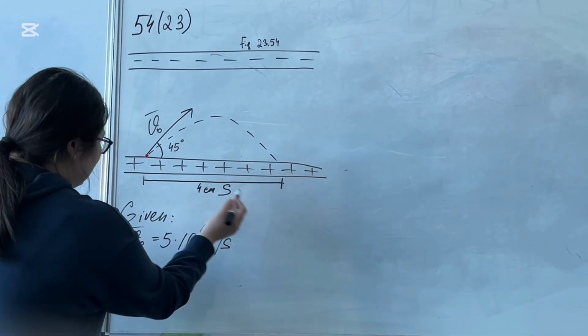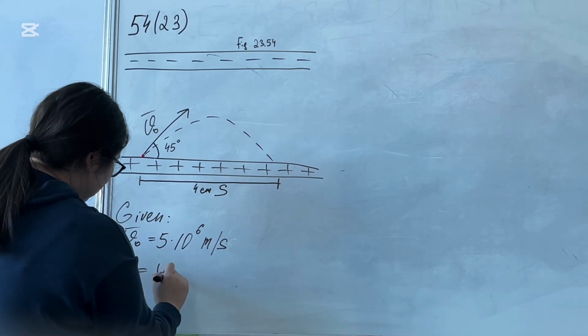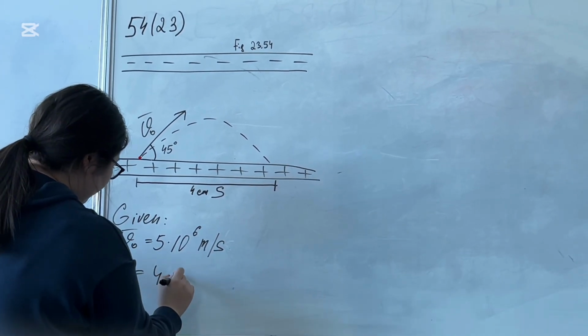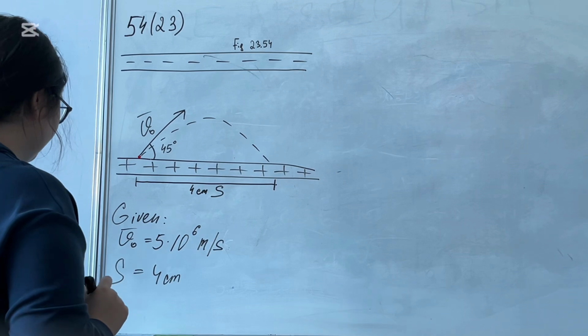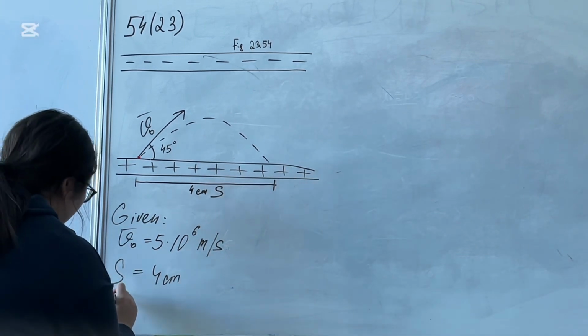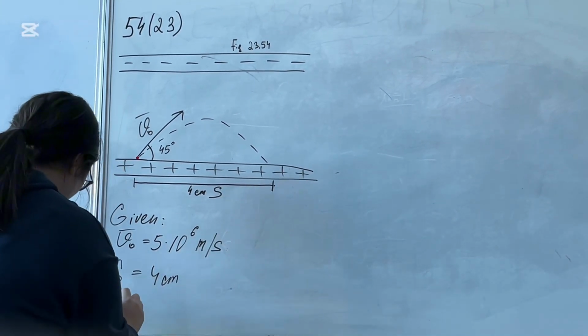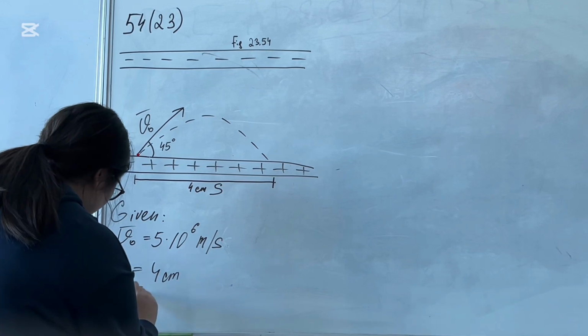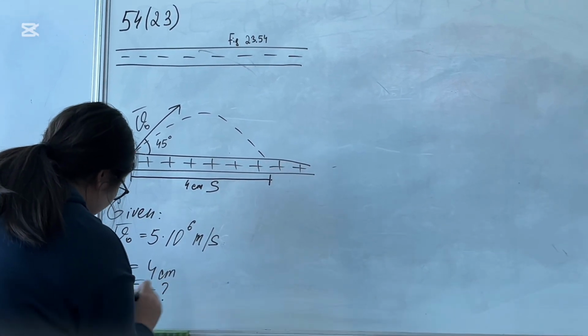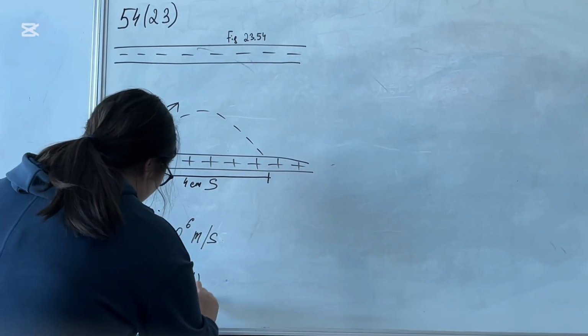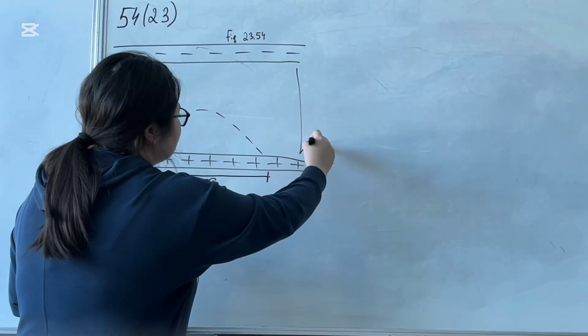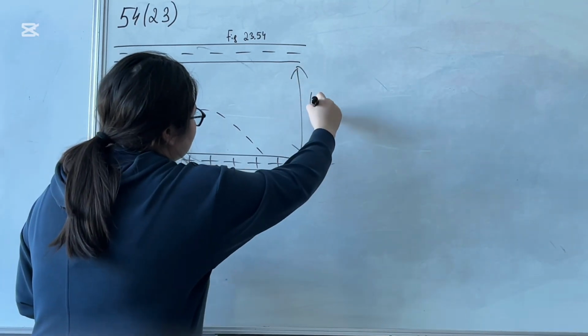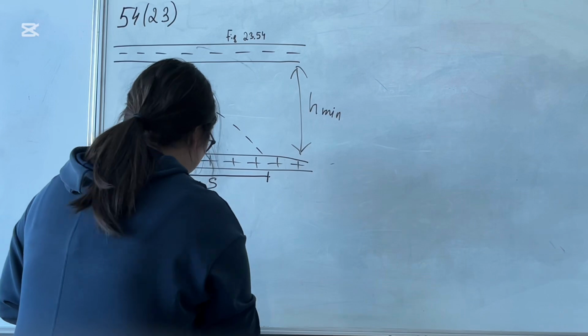Let's also write S. As we already said, it lands 4 centimeters away from its initial starting point. What do we have to find? In A, we have to find the electric field inside the capacitors. In B, we have to find the minimum distance between the two capacitors.